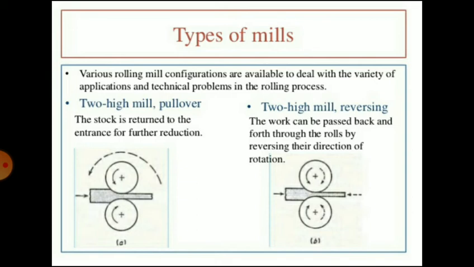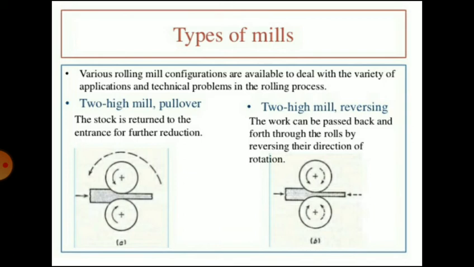There are two types of two high rolling mills. One is the two high non-reversing mill, and the other is the two high reversing mill. First, in the diagram on the left hand side, is the two high non-reversing mill. For successive reductions, the stock is returned to the entrance of the rolls by means of a platform which can be raised to pass the stock over the rolls. The upper roll may be raised or lowered to change the distance between the rolls.